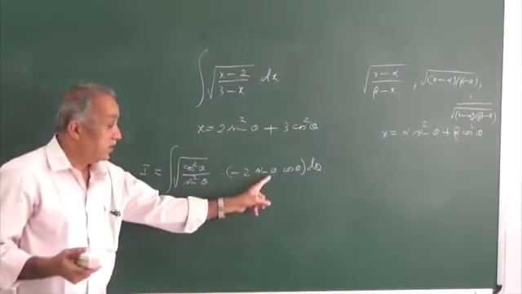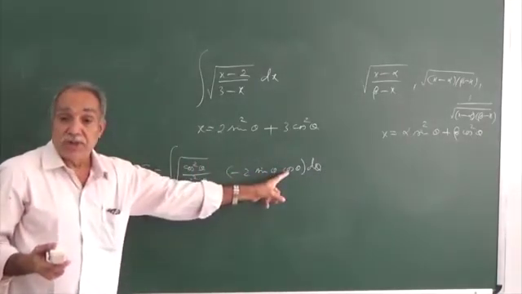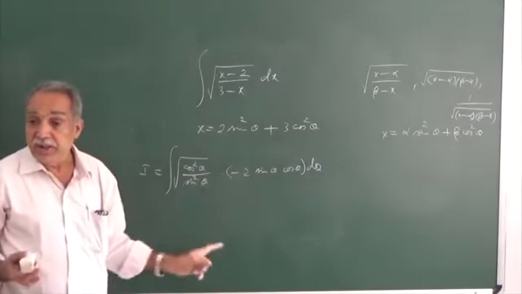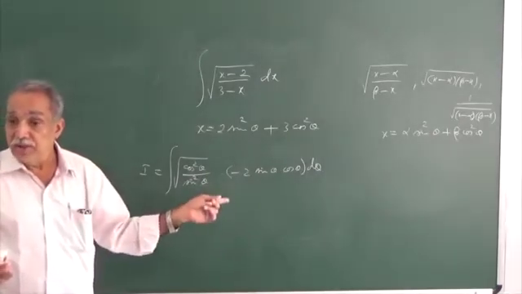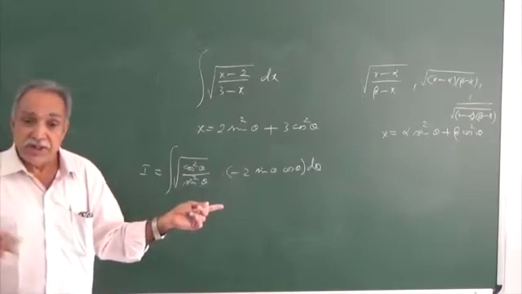Root sin square theta, sin theta cancel. Root cos square theta into cos theta will become cos square theta. Our integrand will be a numerical multiple of cos square, which may be written as 1 plus cos 2 theta by 2, carry out integration.